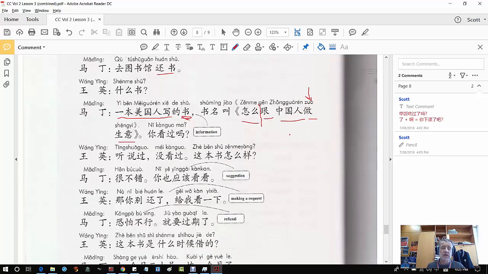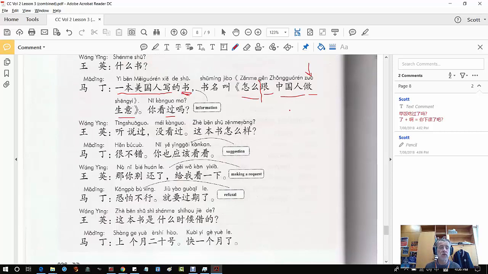Ma Ding then asked the question, 你看过吗? And you notice here he uses this character 过 and he's asking in non-time specific terms. He's just asking if at any time in the past you have read the book, and so therefore he uses 过. 你看过吗? Wang Ying then says 听说过. 听说过. So I've heard of it before. Again, non-time specific. 没看过. So verb plus 过, but I've never read it before.